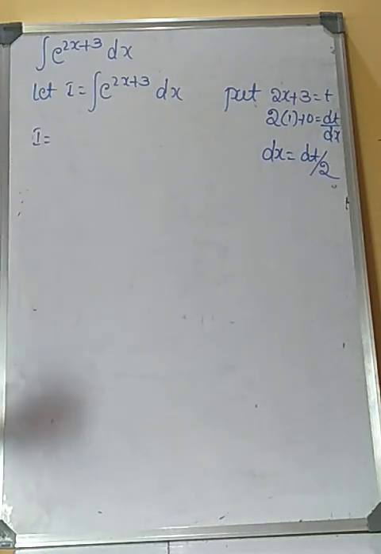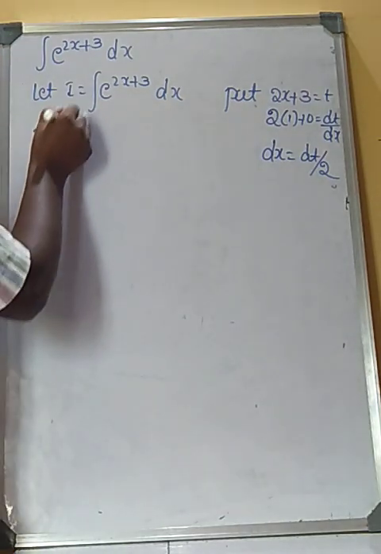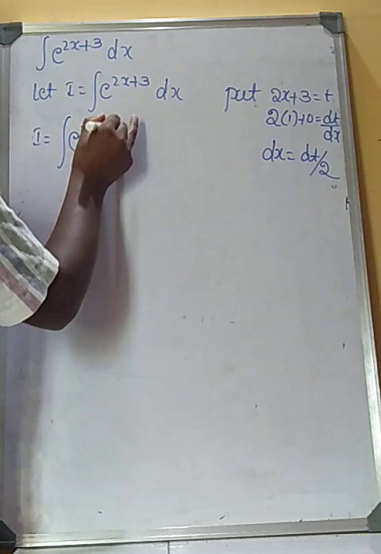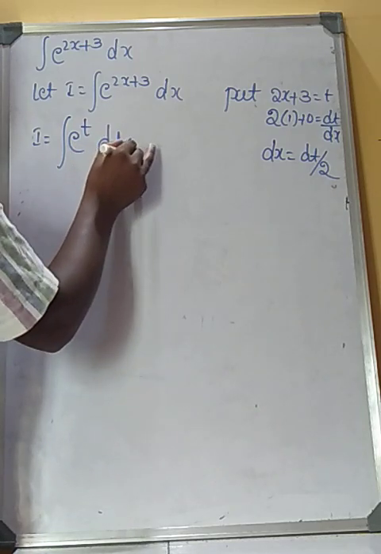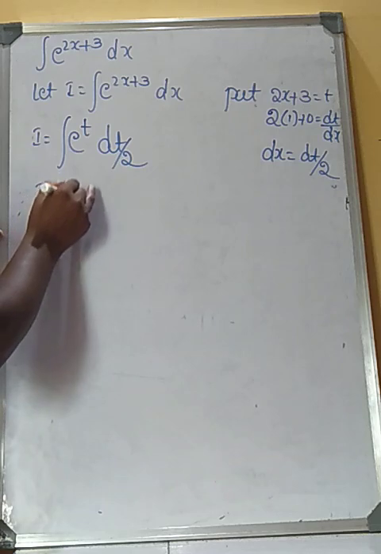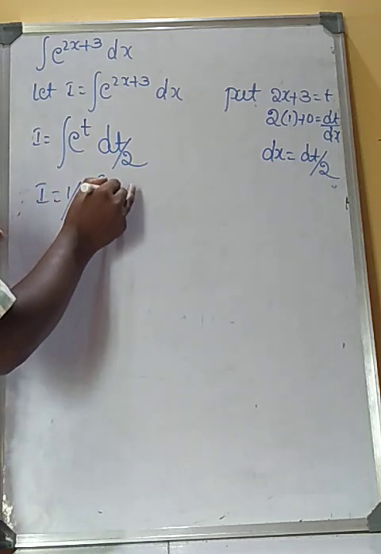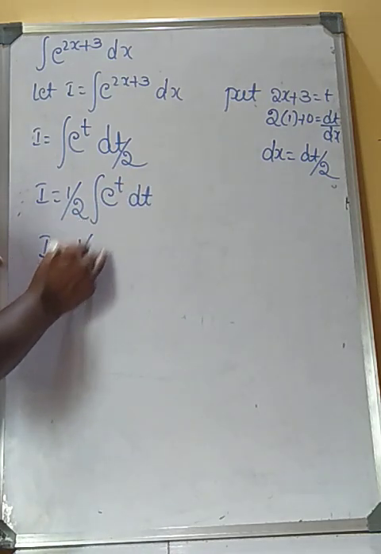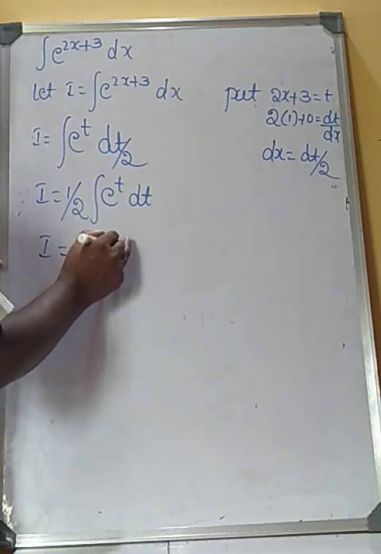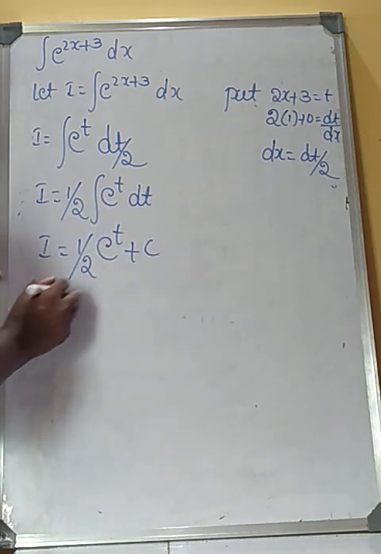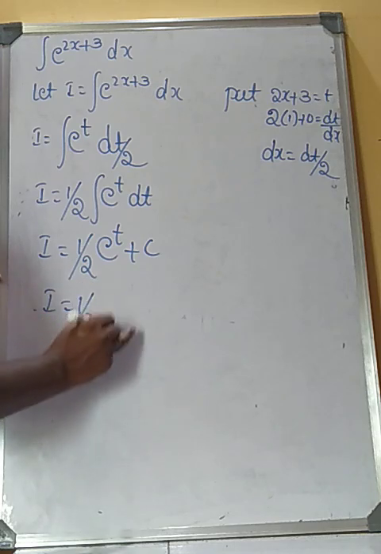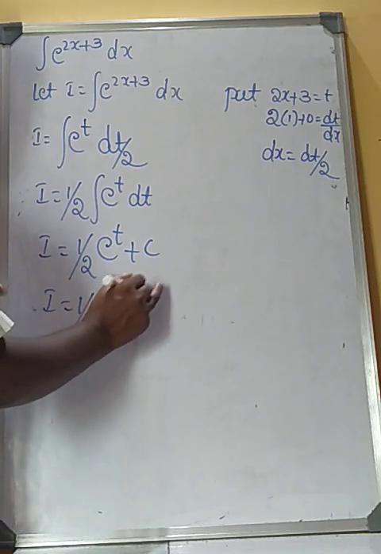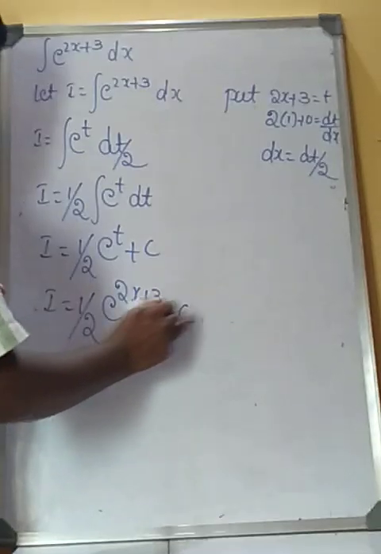Therefore substitute in the given integral. I equals integral of e power t, where 2x plus 3 is t, into dx, which is dt by 2. Therefore I is equal to 1 by 2, taking outside, integral of e power t into dt. Therefore I is equal to 1 by 2, integral of e power t is e power t plus c. What is t? So I is equal to 1 by 2 e power 2x plus 3, plus c.